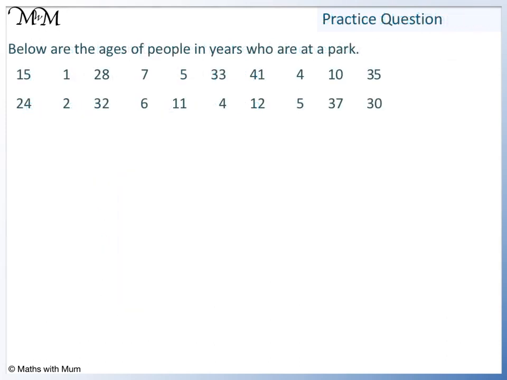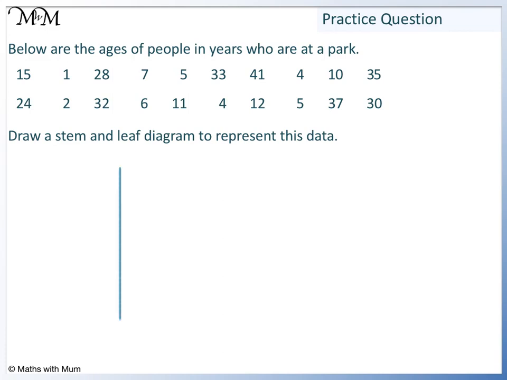Here is a chance for you to practice. Below are the ages of people in years who are at a park. Draw a stem and leaf diagram to represent this data. Pause the video and have a go. We start by drawing a vertical line. The stems will be the digits in the tens column.